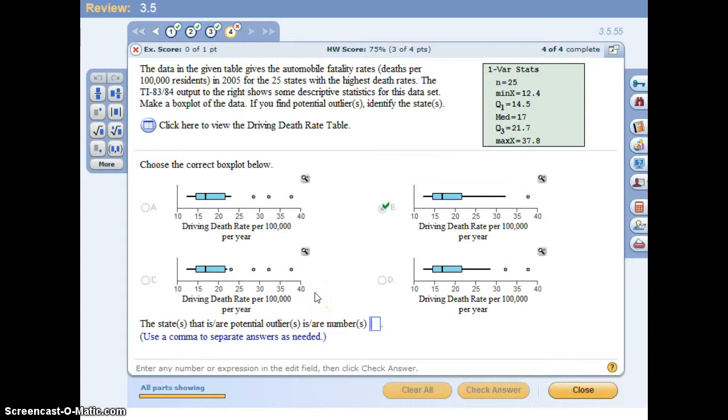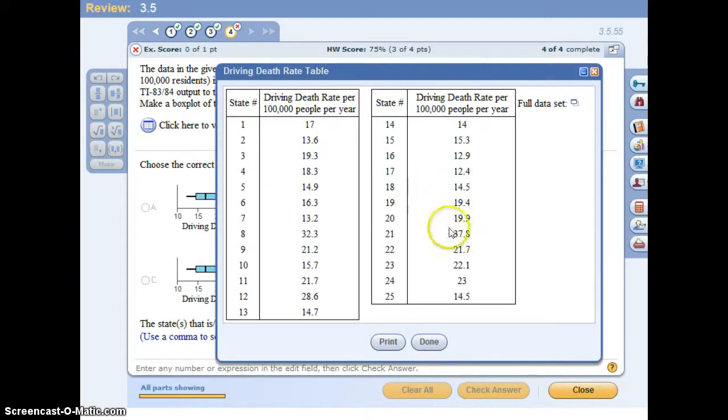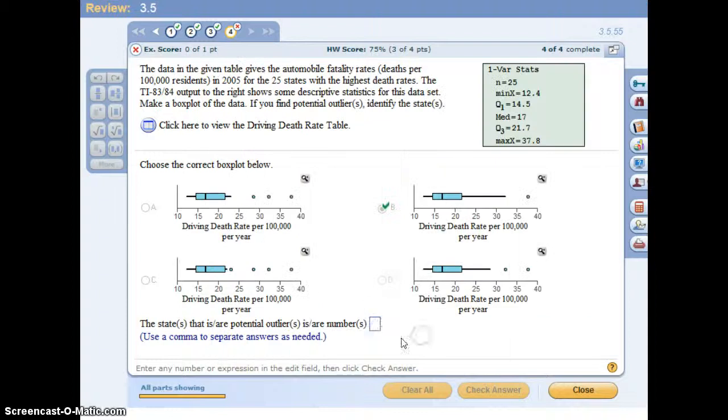And now this is where it gets tricky. They're actually asking about the state numbers, so the states that is or are potential outliers. Since there is only one state, we can go ahead and put state number 21.